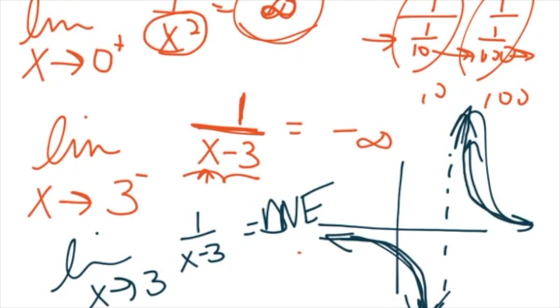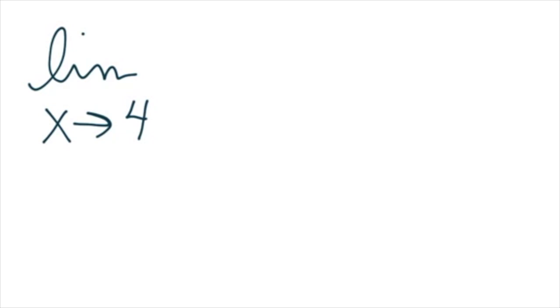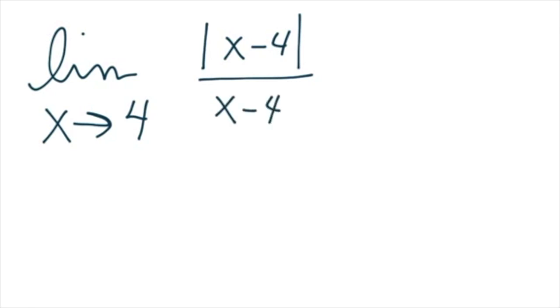Now, another one that used to always get me were those absolute values. You ever remember those guys? So let's say I was going to the limit as x goes to 4 of the absolute value of x minus 4 over x minus 4. And let's say I'm coming from the left-hand side.